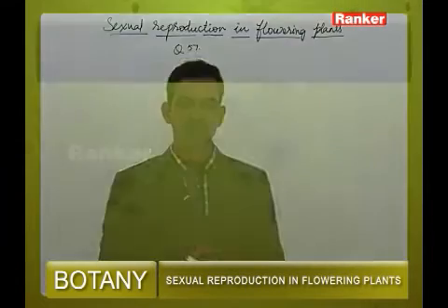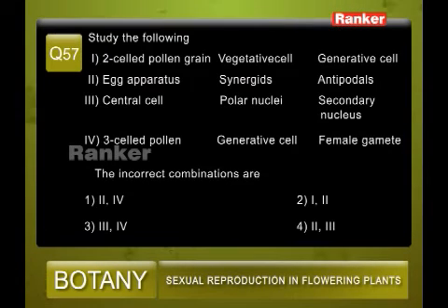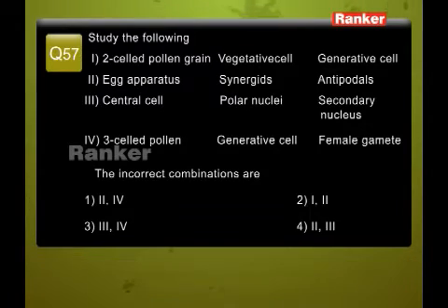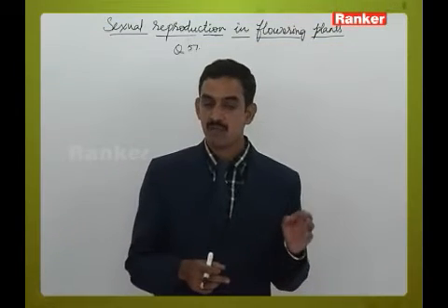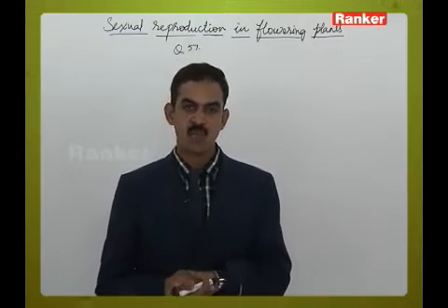Question number 57, study the following. 1. Two-celled pollen grain, vegetative cell, generative cell. 2. Egg apparatus, synergids, antipodals. 3. Central cell, polar nuclei, secondary nucleus. 4. Three-celled pollen, generative cell, female gamete. So from this we have to identify the incorrect combinations.